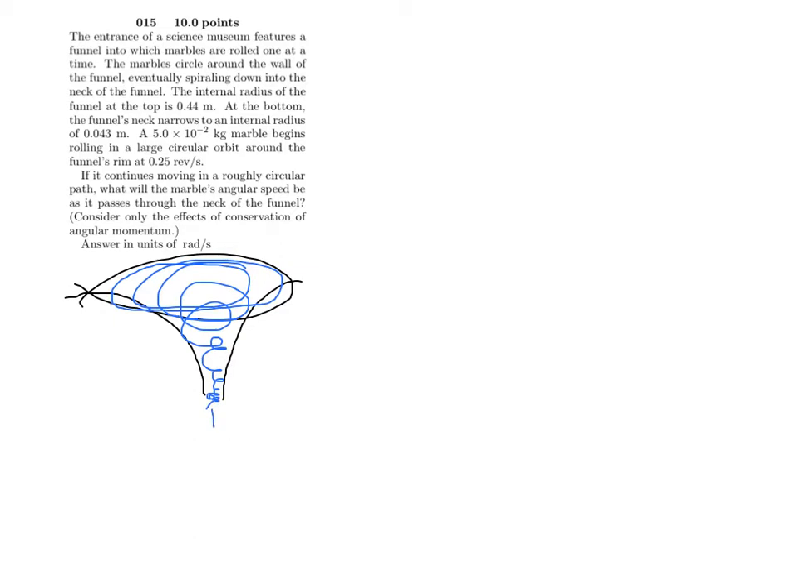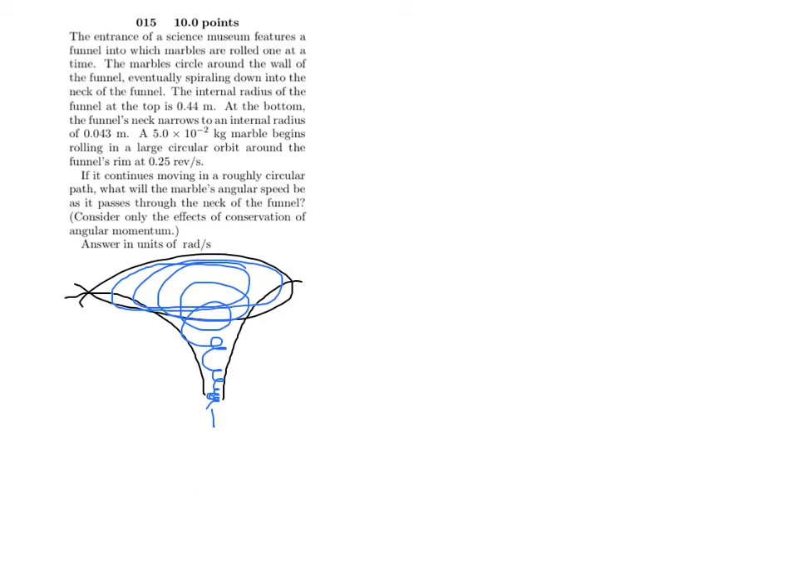So this is a conservation of momentum problem. I will have some angular momentum up here as it's orbiting around, and I will have the same angular momentum down here as it's orbiting around at a much higher velocity. So just like the skater pulling in their arms, this wall of the funnel pulls in the mass and makes it orbit quicker and quicker.